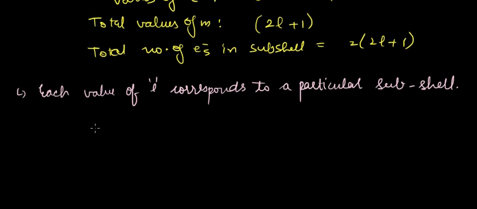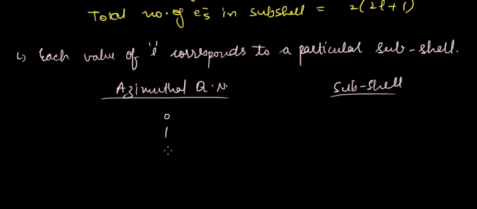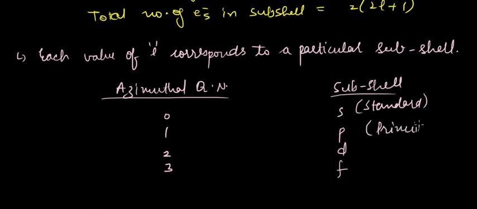Okay, so let's say we have azimuthal quantum number here, and we have a subshell. So let's say this is 0, 1, 2, 3. So for 0 we have s, for 1 we have p, 2 we have d, and 3 we have f. s is sharp, p is principal, d is diffuse, and f is fundamental.